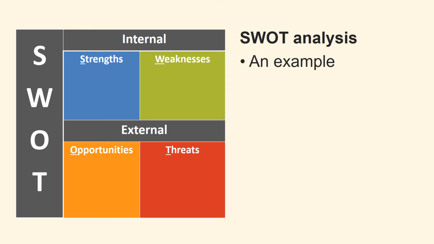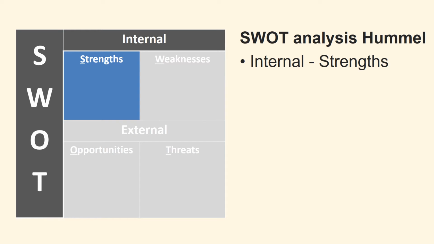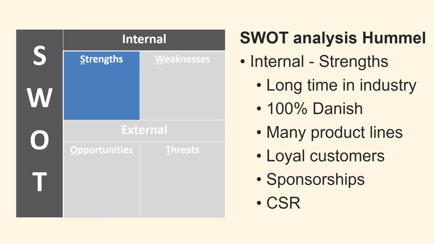In the following section, we will review an example. We will now apply a SWOT analysis for the company Hummel, which is a Danish company that manufactures sportswear. The first quadrant is strengths. Hummel has been established for a long time in its industry, and it is 100% Danish. They have many different product lines, such as handball and soccer, football, clothes, kidswear and footwear.